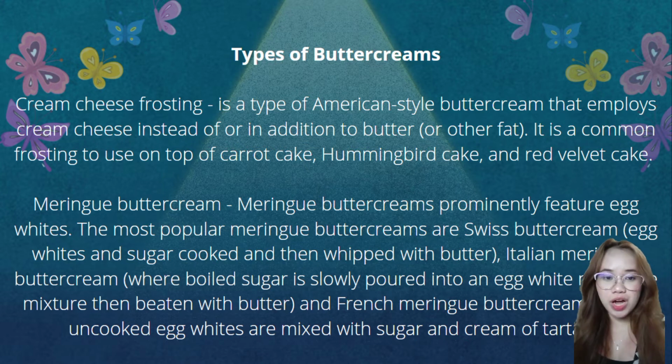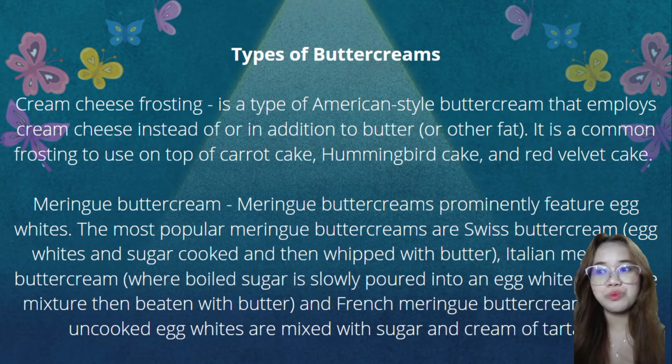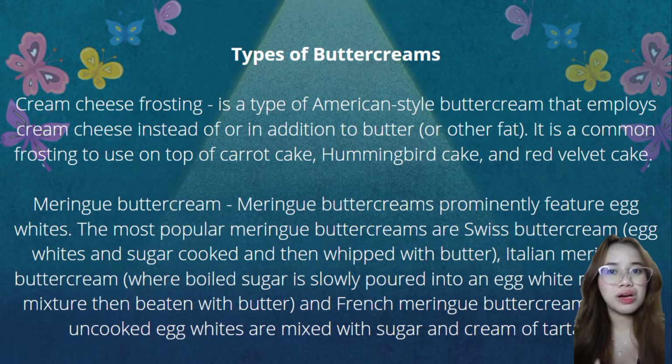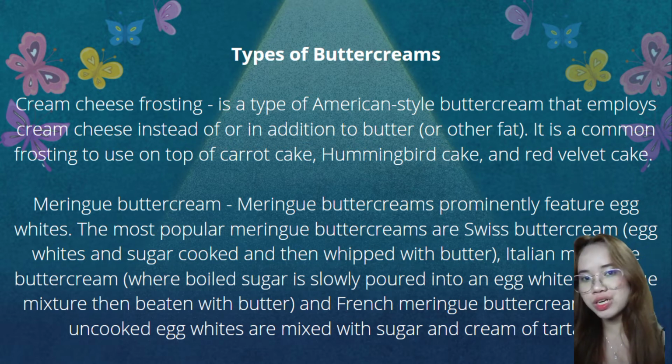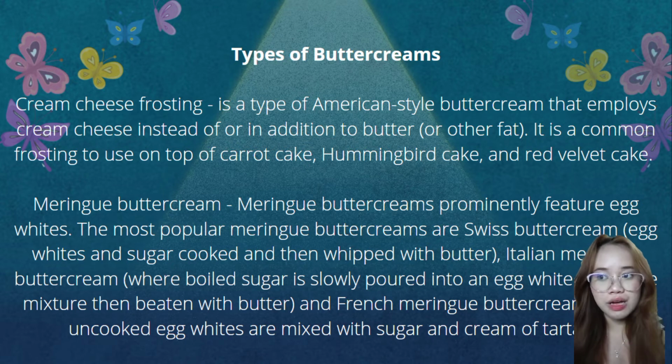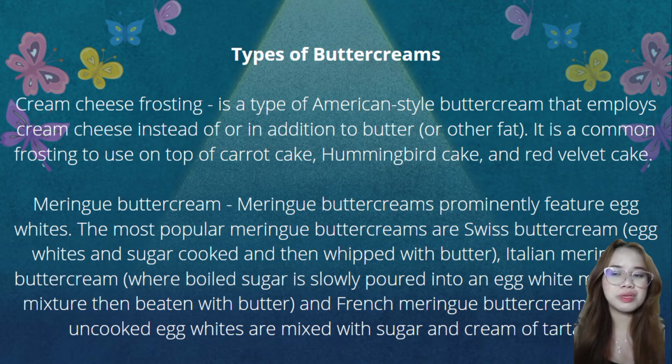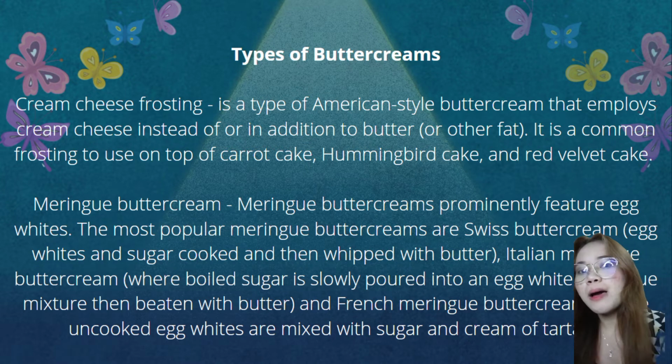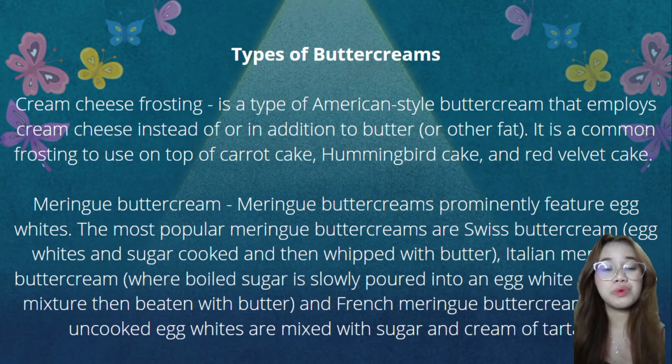Okay, we have the meringue buttercream. Meringue buttercreams prominently feature egg whites. So, meringue uses egg whites. The most popular meringue buttercreams are Swiss buttercream, which has egg whites and sugar cooked and then whipped with butter. We also have the Italian meringue buttercream, where boiled sugar is slowly poured into an egg white meringue mixture then beaten with butter.